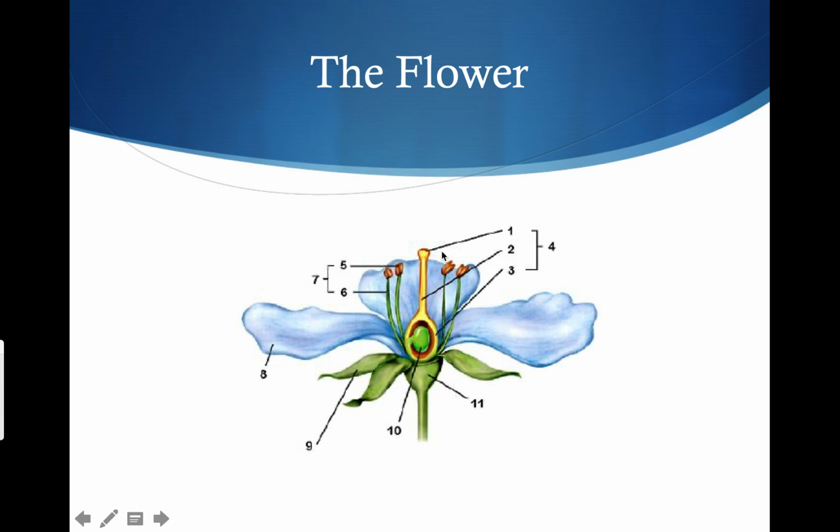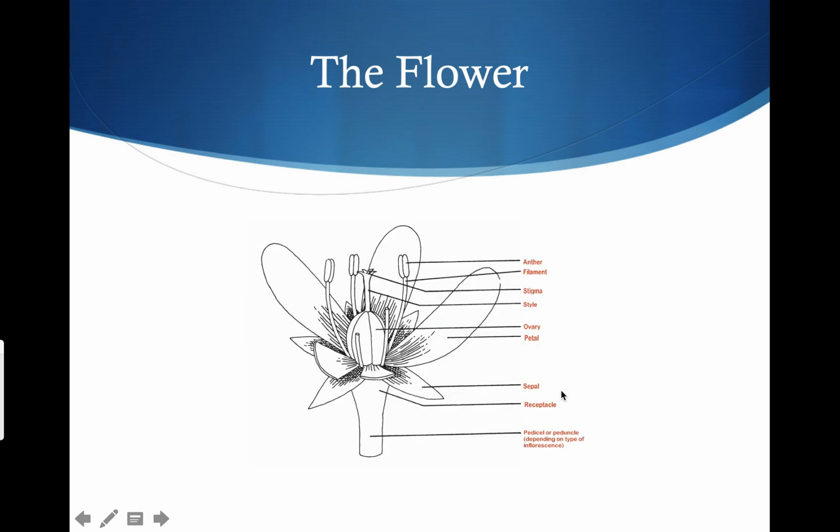So you've got 1, the stigma, 2, the style, 3, the ovary. 10 would be the ovule, where the ovum is. 4 is the pistil. 5 is the anther. 6 is the filament. 7 is the stamen, so the whole male reproductive parts. 8 is the petal. 9 is the sepal, and 11 is actually the pedicel, or the peduncle. So here you have the pedicel, the receptacle underneath that, the sepal is the little green part underneath that, and the rest of the parts of the flower.